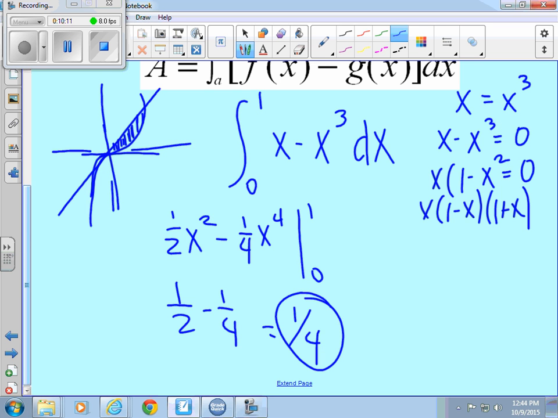You would want to put units if there were units given. You could put units squared if you wanted to, but it didn't give me any units. So, what do they use this for?